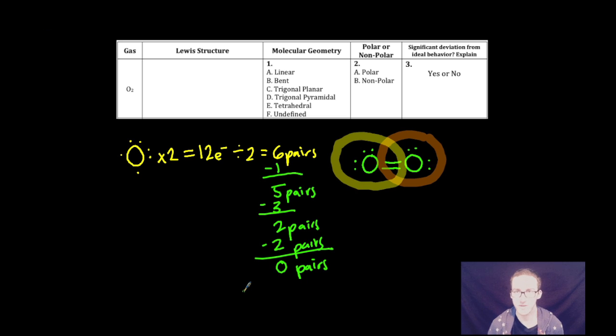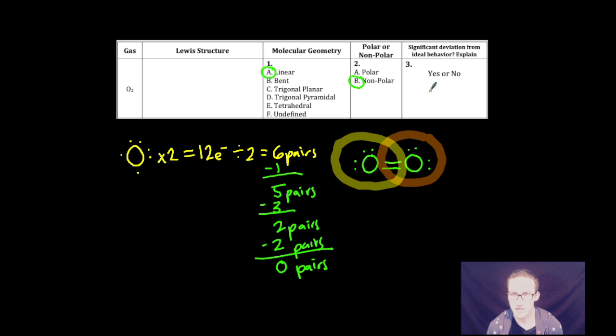Now, for the purpose of this video, once we've drawn our Lewis structures, we want to think about what the molecular geometry is. This will be a linear molecule. Additionally, both atoms involved are the same atom, and therefore the electronegativities are the same. Neither one of them does a better job than the other in attracting the pairs of electrons in that bond. Therefore, this is also a non-polar molecule.